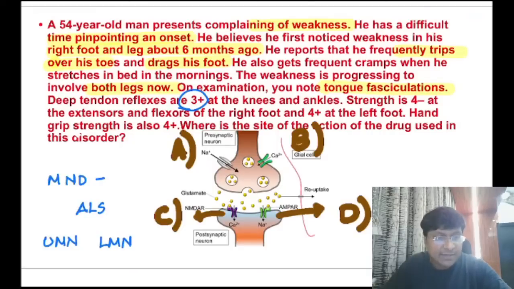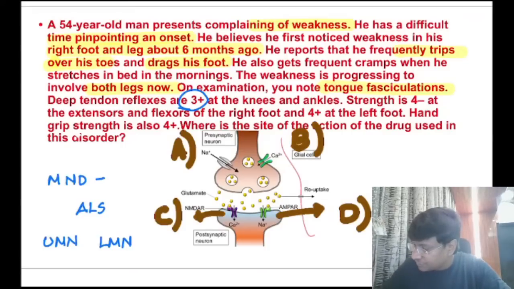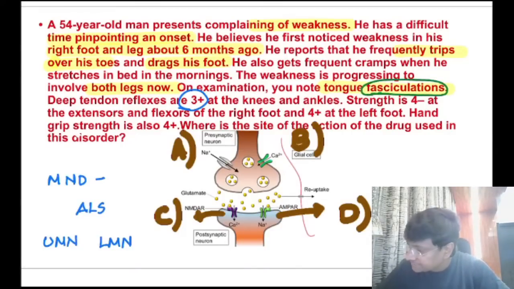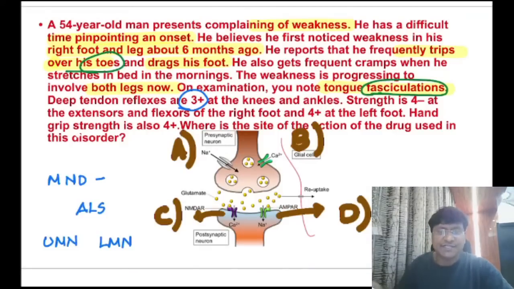Now, what will be the lower motor neuron findings? I'll circle them with the green color. That is the presence of fasciculations over the tongue. Then tripping of the toes. Why is that? That is because of your peripheral neuropathy. So this patient is having upper motor neuron as well as lower motor neuron signs, which is suggestive of amyotrophic lateral sclerosis.